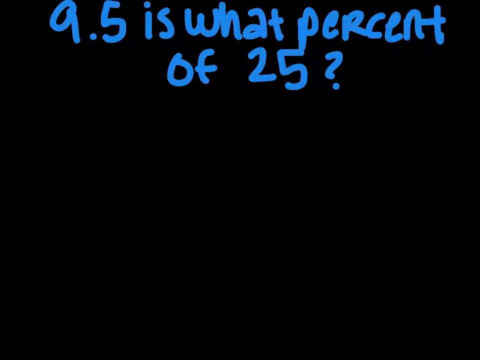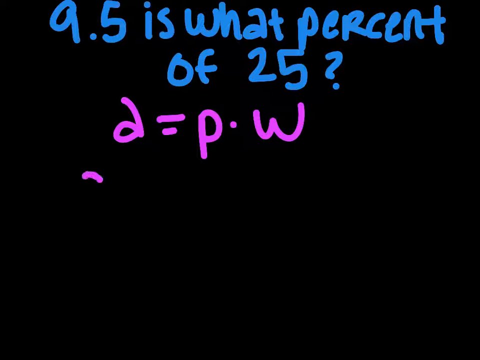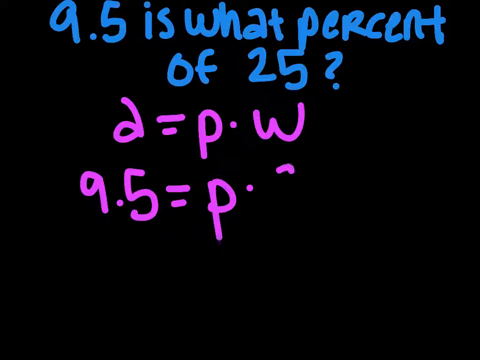Okay, so finding a percent. Now we're going to be looking for the P. A equals P times W. 9.5 is what percent of 25? If you notice it says "is what percent," so we know that P is going to be missing. Since P is in the middle, 9.5 has to be the part, and 25 has to be the whole. So we'll just do 9.5 equals P times 25, and then you work it just like an equation.